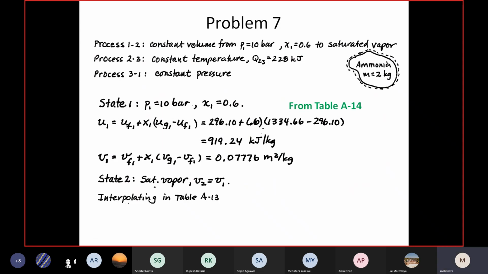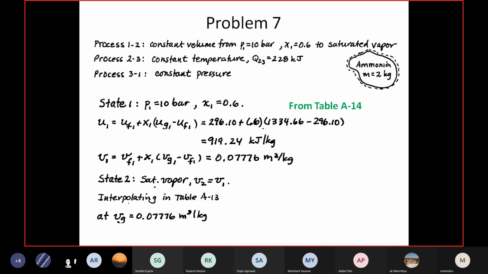Now state 2. See the process 1 to 2. State 1 we have defined, and state 2 we are going to define. Here we have mentioned it is a constant volume process. That is the reason the volume is the same, V2 equals V1. The same volume we will be considering.